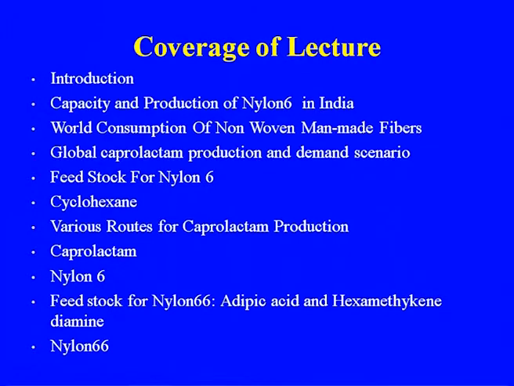Then the global caprolactam production and demand scenario, and the feedstock for nylon 66 and cyclohexane, because cyclohexane is the starting material which comes from benzene. We will detail the process flow diagram for cyclohexane manufacturing and the various routes to caprolactam, because a number of routes are available, but cyclohexane remains one of the important feedstocks. Other routes are from styrene to benzoic acid and others, but the major route is from cyclohexane, and through the final Beckmann rearrangement reaction.